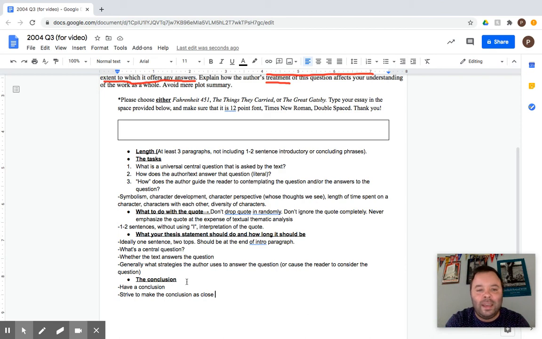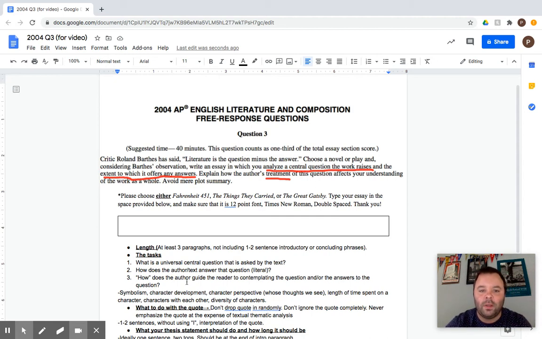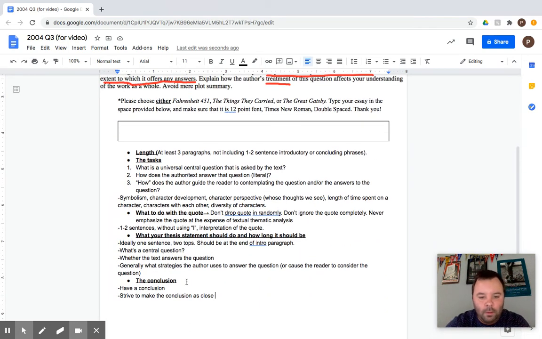Like, "So as you can see, this text proves Roland Barthes' assertion that literature is the question minus the answer." That really adds literally nothing to what you've already done at that point. It's really meant to be almost a "so what" paragraph, where you tie it back to contemporary events. Maybe what's going on in the world at large, something like that.